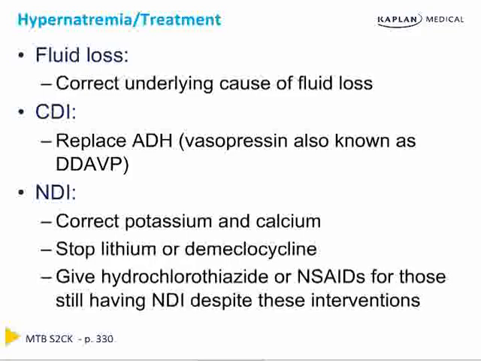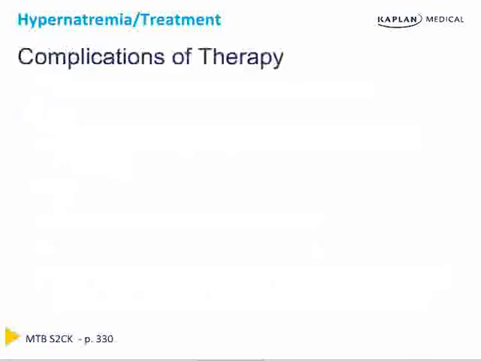If all else fails, you can try giving hydrochlorothiazide or NSAIDs for those who still have nephrogenic diabetes insipidus despite these interventions. But really, the best advice for your patient is to have them drink enough water to try to keep up with the urinary fluid loss.